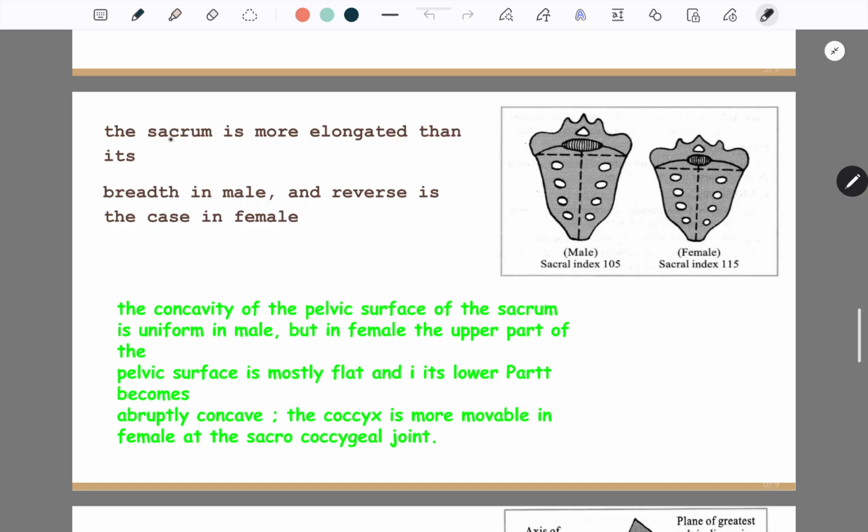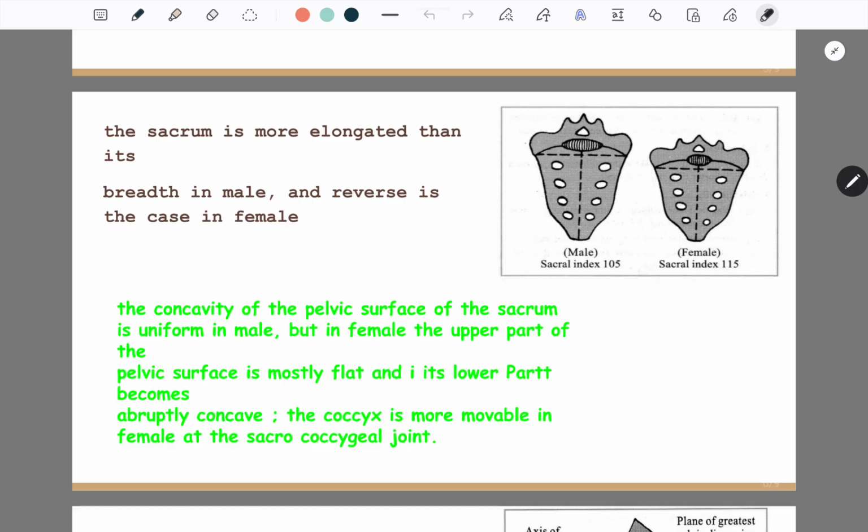Next, the sacrum is more elongated than its breadth in male. In male, the breadth is this much, but the length is more. The sacrum is more elongated than its breadth. Length is more than breadth in male, and the reverse in female. Breadth is more, length is less. Length is less, breadth is more in female. In male, length is more, breadth is less of what?